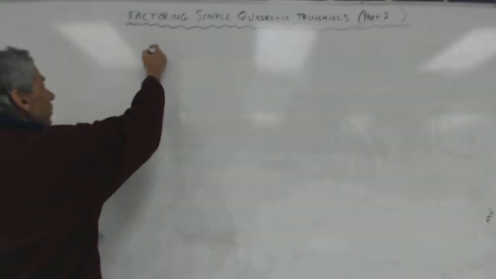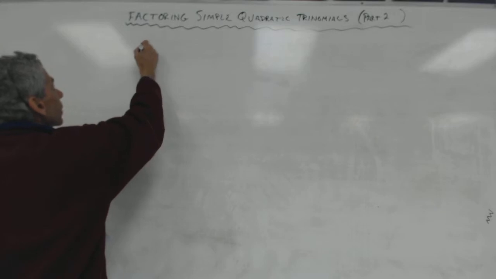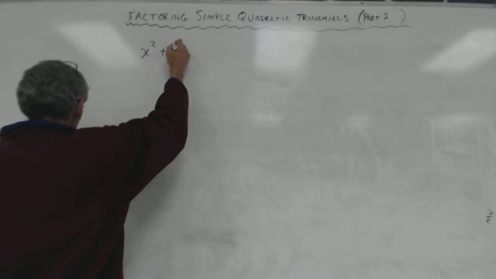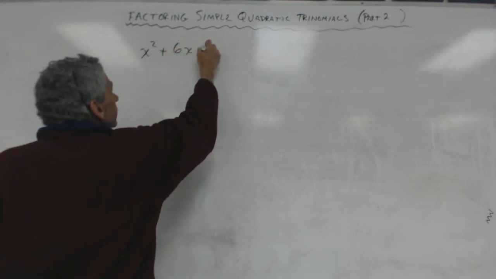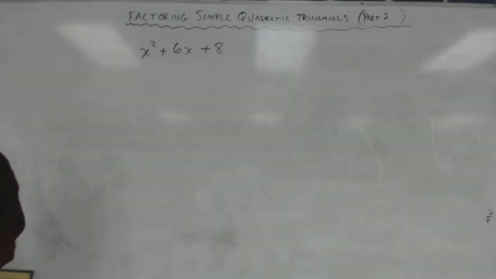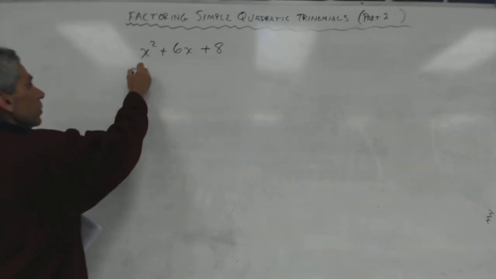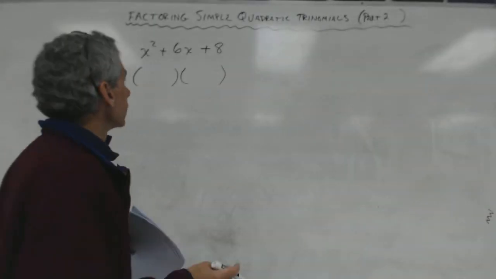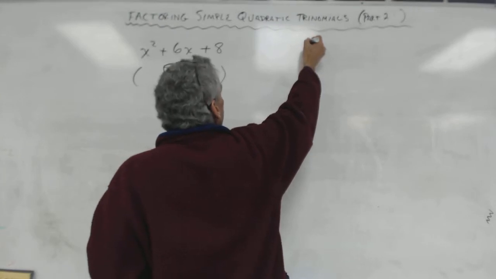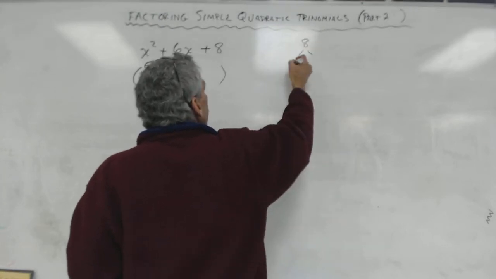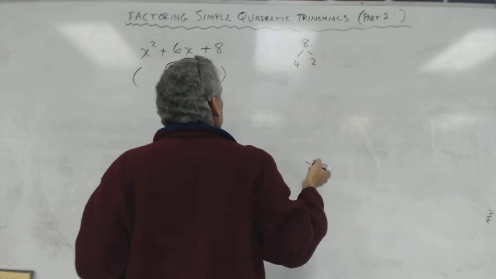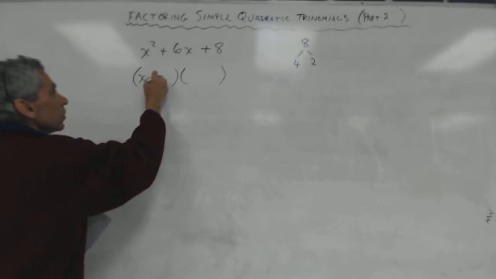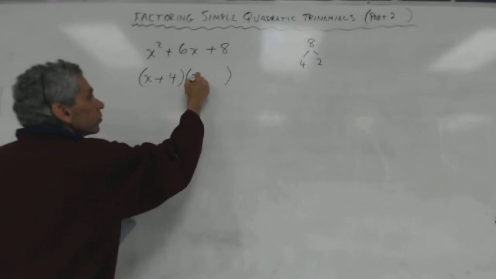Okay, so let's say we had x squared plus 6x plus 8. How would I do this? That's a simple quadratic, right? So I'm going to put my parentheses right away, because I know I'm going to try to factor it. Ben, help me. Factors of 8, which are 4 and 2. 4 times 2 is 8, and 4 plus 2 is 6, so it would be x plus 4 and x plus 2, right?